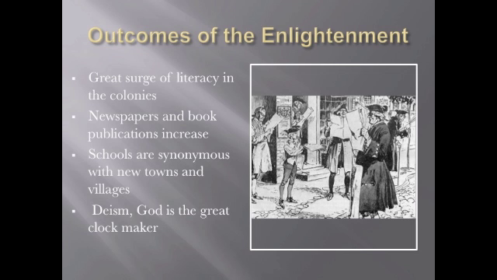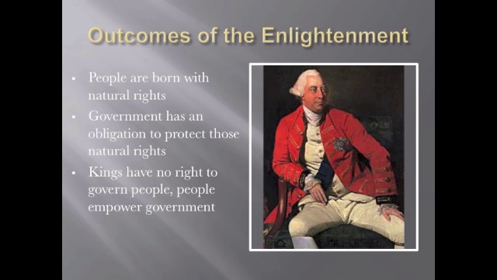They believed in God or a God, but they felt that God was like a clockmaker, meaning that he created a clock, he wound the clock, and then he let the clock go. Instead of influencing the clock's daily business and daily lives, they felt that the other ideas of the Enlightenment were very important, especially the idea that people were born with natural rights.